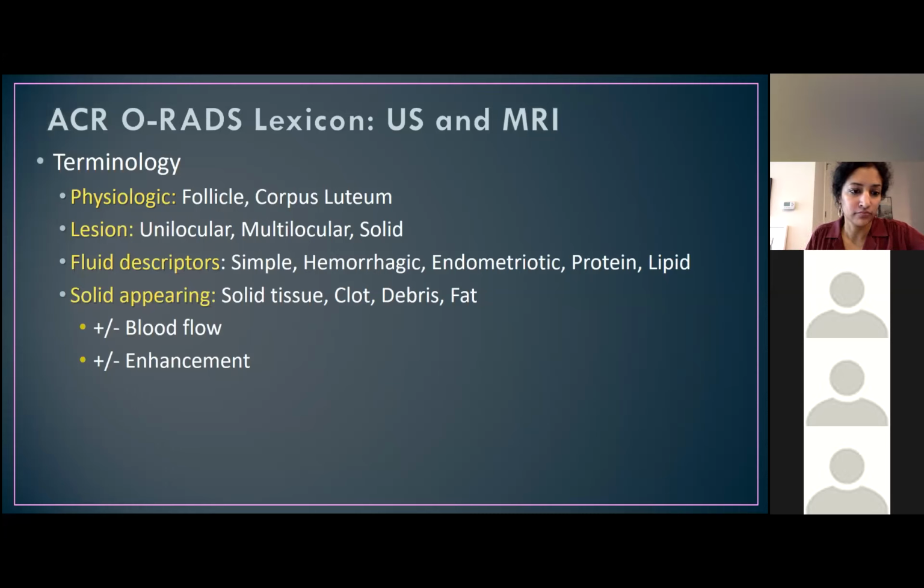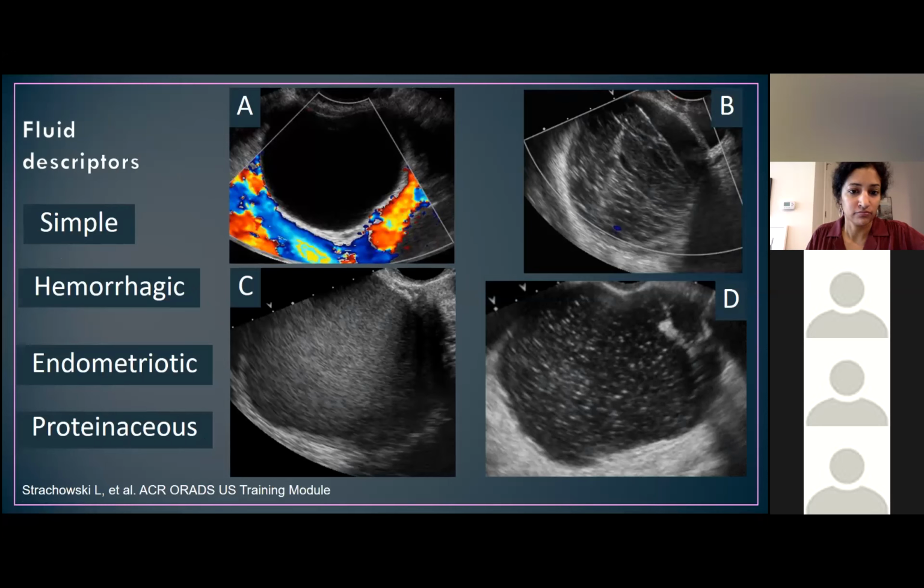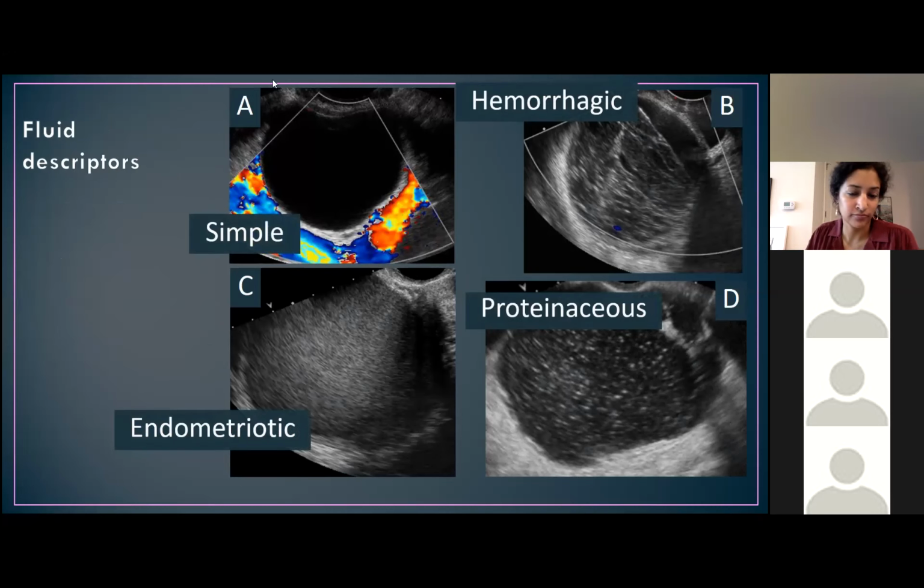If it's not a physiologic finding, it's a lesion. So the lesions are called unilocular, multilocular, or solid. And then you can describe them, the fluid and the solid parts, by the descriptors you see there, plus or minus blood flow or enhancement. So here in your mind, these are the descriptors. The images correlate to which of these descriptors? I'll give you like 30 seconds to make up your mind here. So simple fluid, hemorrhagic fluid, endometriotic fluid, and proteinaceous fluid.